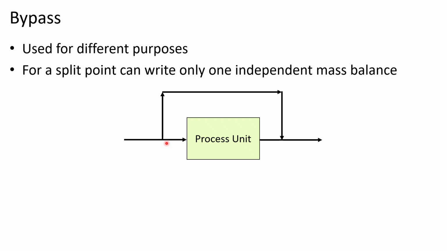Note that for a split point, the point to the left, where the feed to the process unit is split into two streams, at the split point we can write only one independent mass balance. That's because the composition of the two streams that leave that split point must be the same. If I take one process stream and divide it into two, the compositions will be the same, and the sum of the flow rates will be equal to the feed flow rate into the split point.